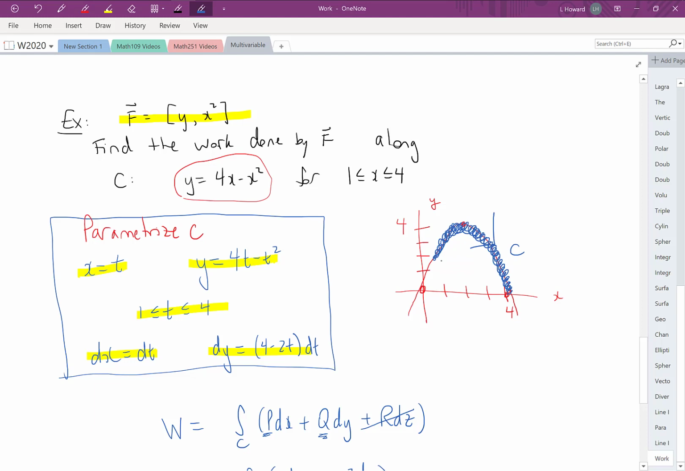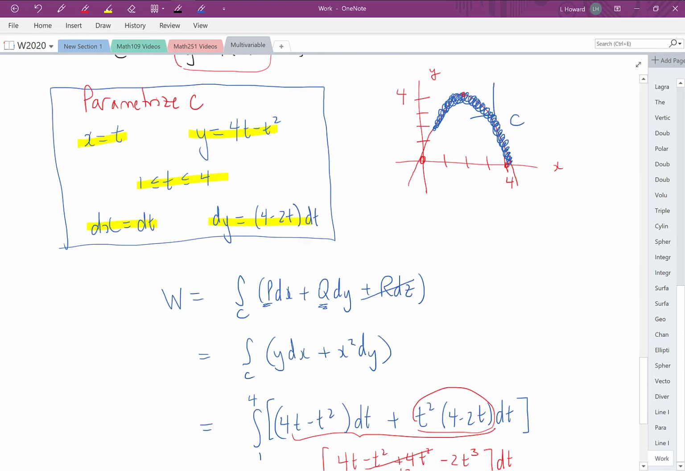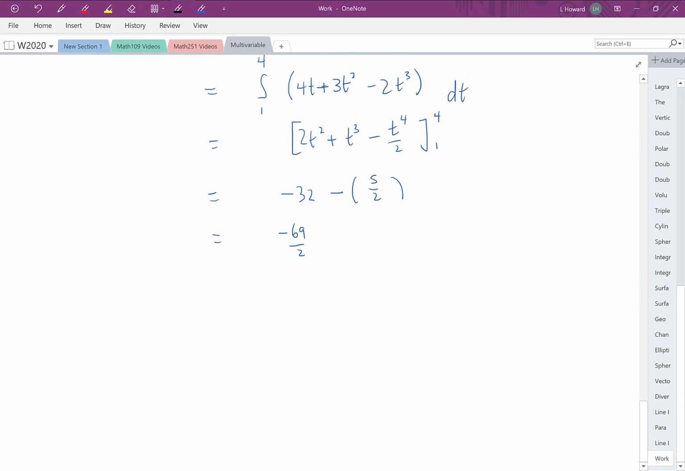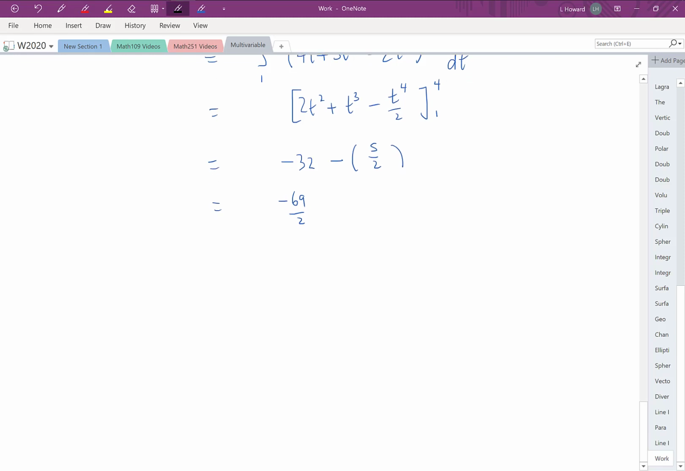It would have been positive 69 over 2. So you just have to be careful about which direction you're traveling along your curve when you're calculating work, so that you get the correct sign. Okay, and then the second thing I wanted to comment on is let's understand intuitively, maybe using a picture, why the work is actually negative here, because I think that'll give us insight into our vector field.